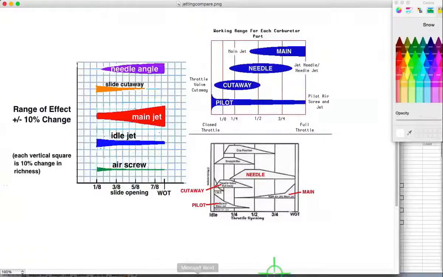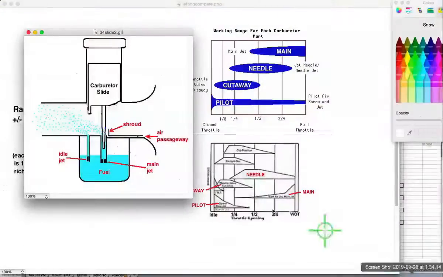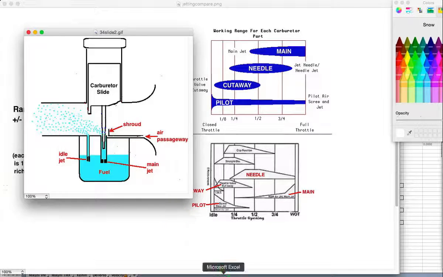And this is what some people don't understand. When that slide is closed, there's still some opening there. The closed slide is not fully closed, it's like 1/8 open. And so there's still suction here on the needle, in the needle jet. So you're still getting some air or gas through that.